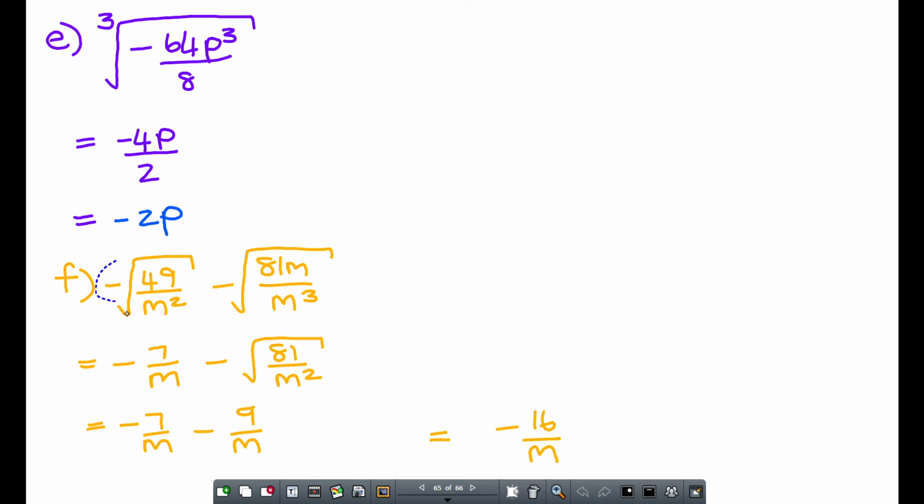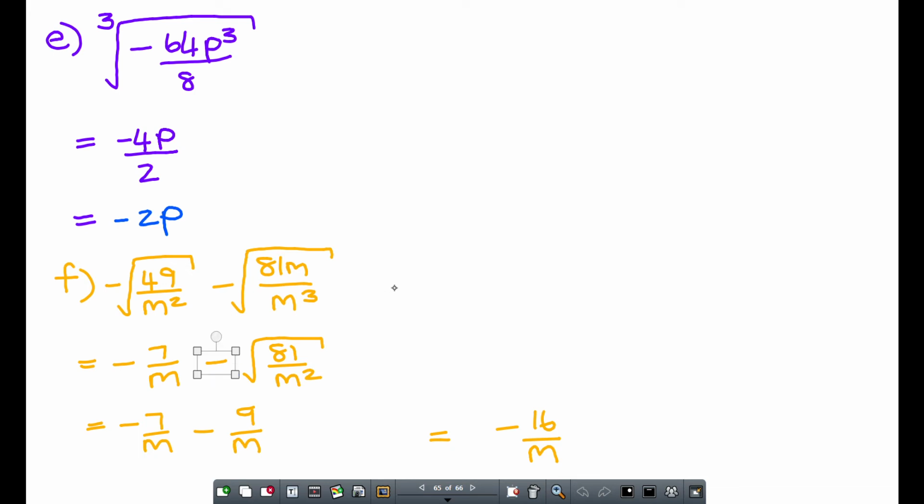First thing that I wanted you to see is that negative is separate, so it's going to stay there. Now I only get square root of 49 over m squared, and that's going to give me the 7 over m. Okay, then that minus, again, same thing.